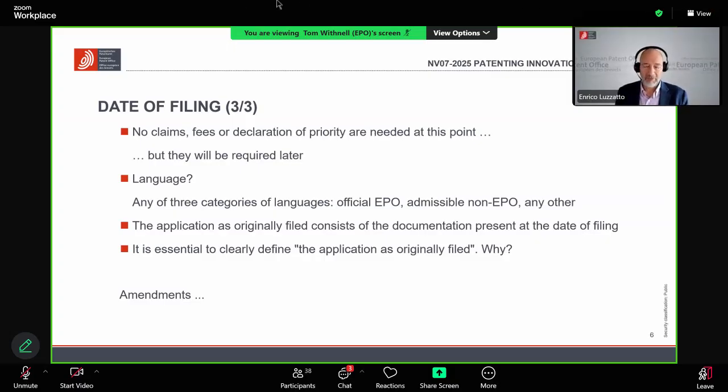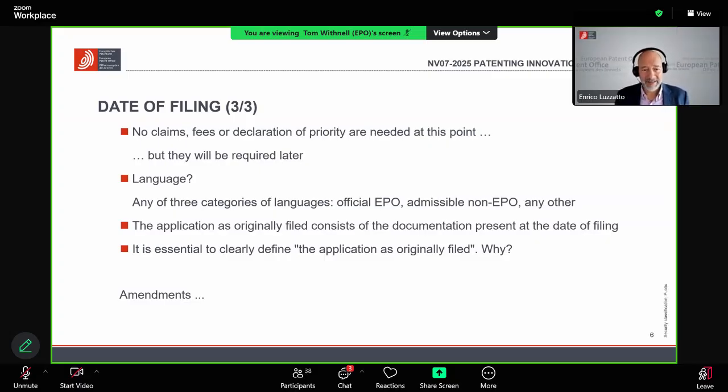Languages can be one of the 3 official languages, or any other language, but then you have to provide a translation. If you file in an admissible non-APO language, you might have the right to a fee reduction if you are a small and medium enterprise or individual or university.